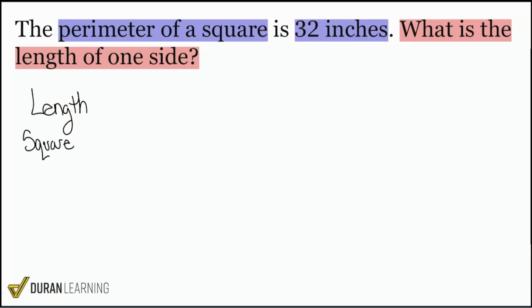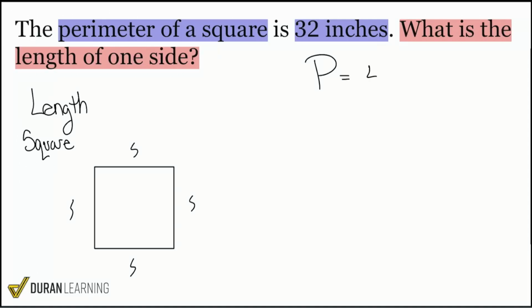Yeah. Perimeter equals 4 times the side. Remember, when we're dealing with a square, we have 4 sides that are the same. S for side. And so the perimeter equals 4 times the side. This is just using the information we have.